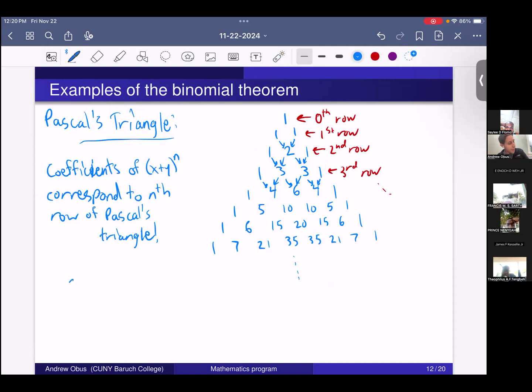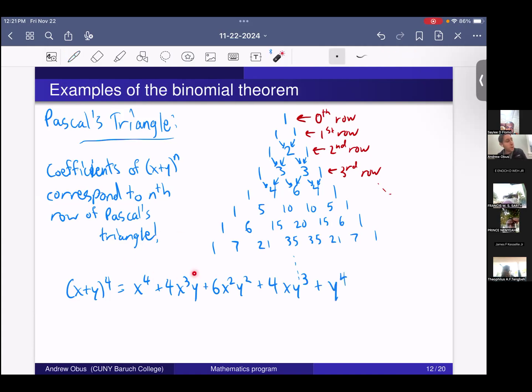So for instance, if we had (x + y) to the fourth, what we're going to get is x to the fourth plus 4x cubed y plus 6x squared y squared plus 4xy cubed plus y to the fourth. You can do this with the binomial theorem, calculating all these binomial coefficients. But if you're trying to do it for speed, when you raise it to the n, what you're getting is exactly the coefficients in the nth row of Pascal's triangle. That's how this works.